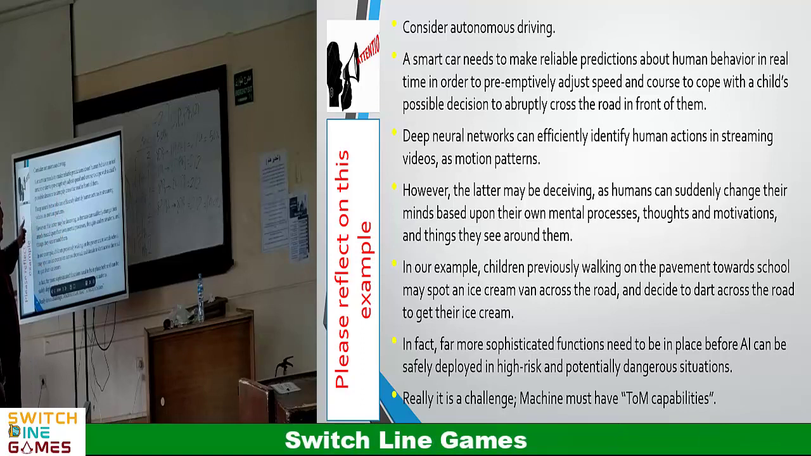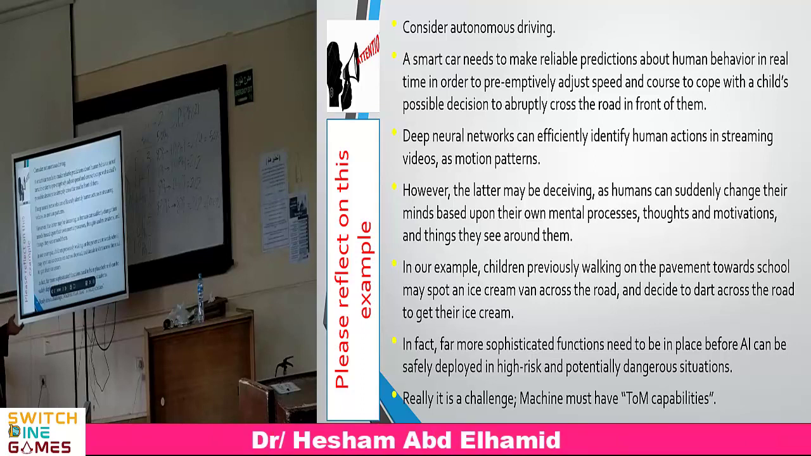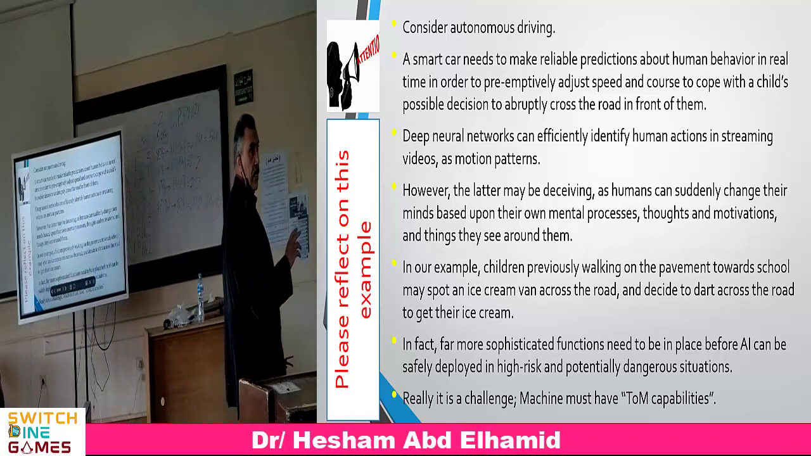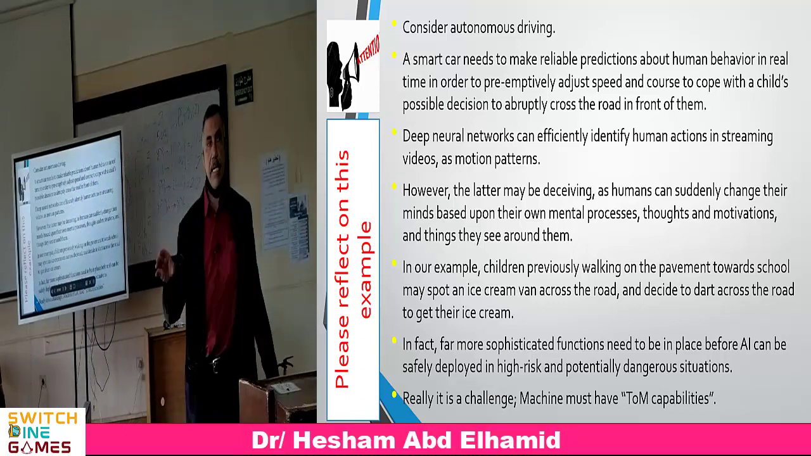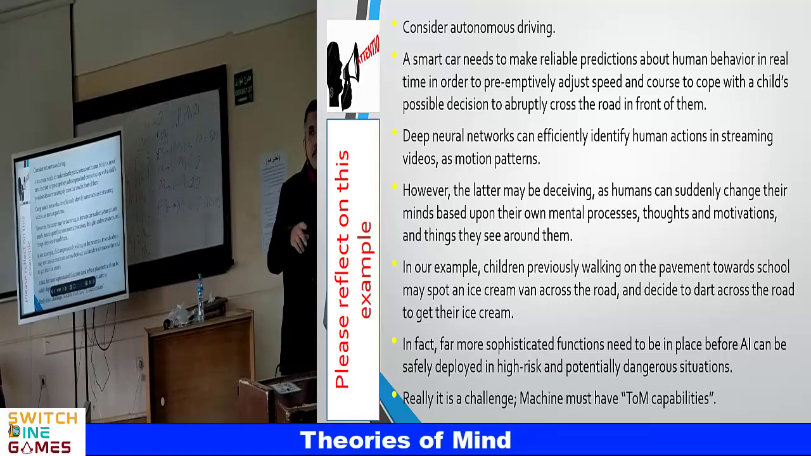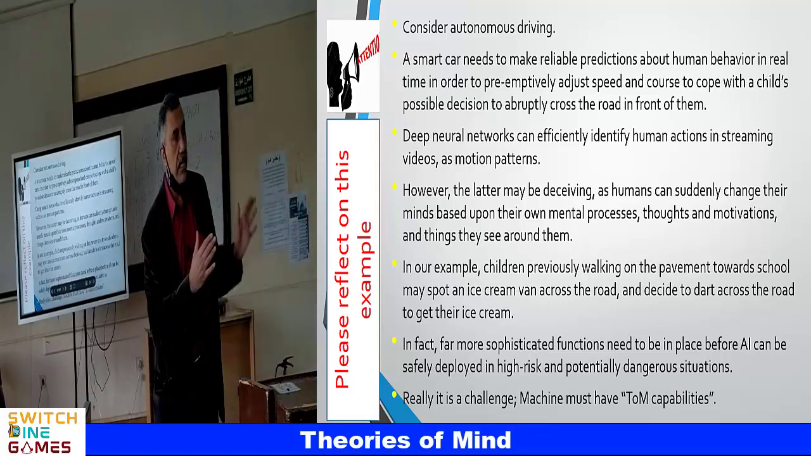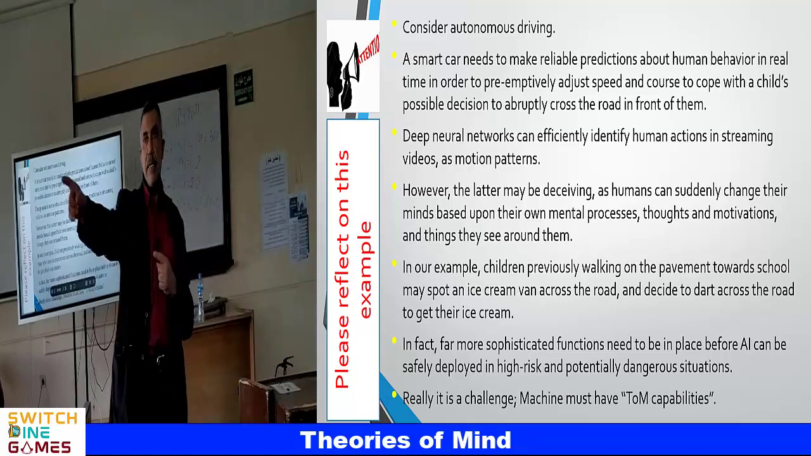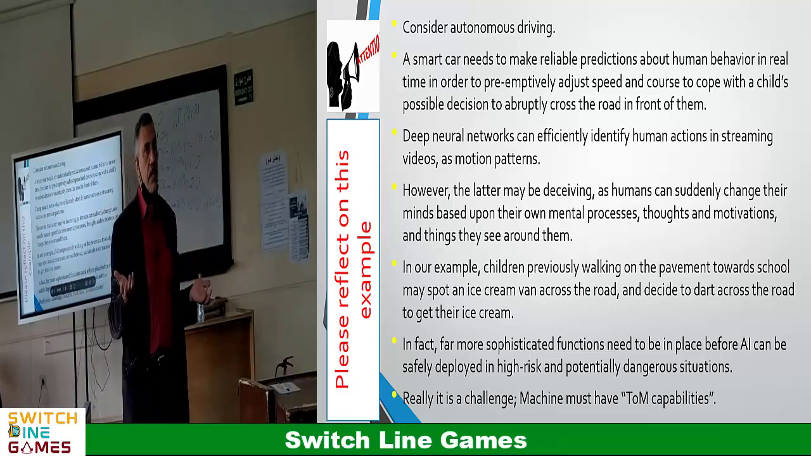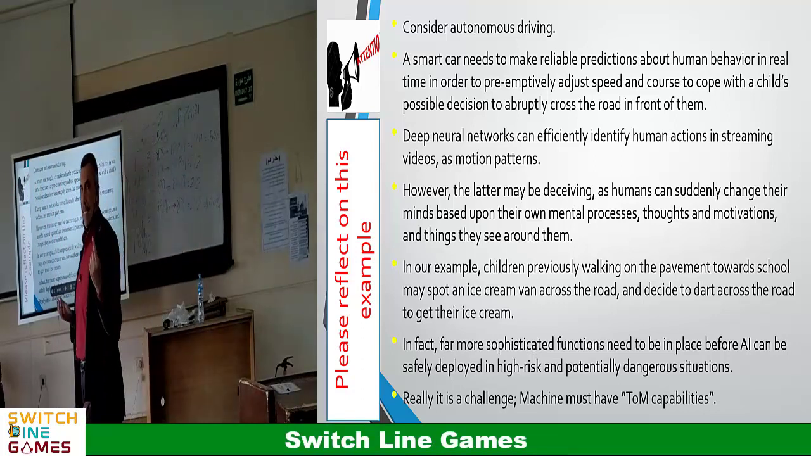So humans can suddenly change their minds based upon their own mental processes, thoughts, motivations, and things they see around them. At some moment I may be going in this direction, then I see one of you talking, so I go back. I'm going to open the door, then I see someone talking, suddenly change my mind and go back in this way. Okay? A human being, you cannot control. A human being can, in a moment, and that is the challenge.